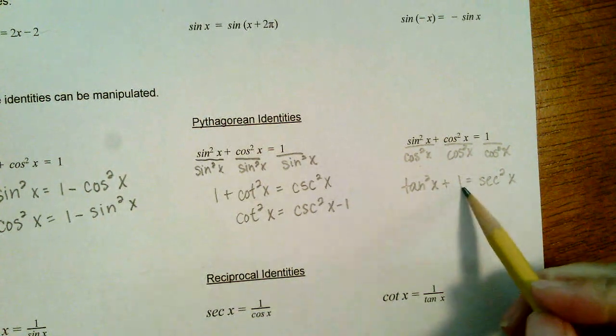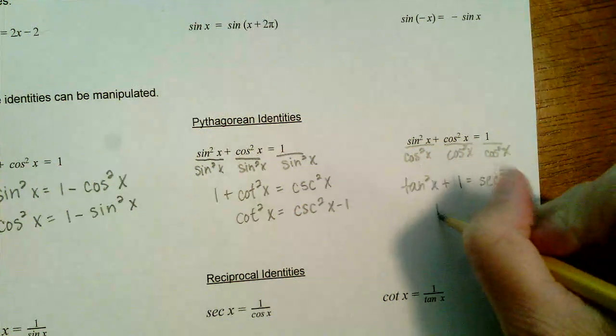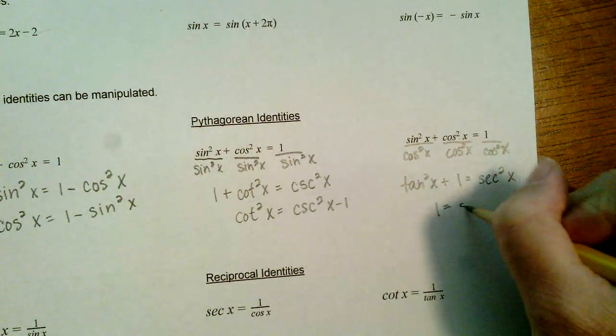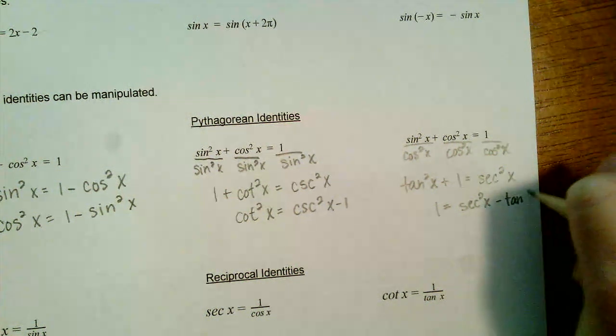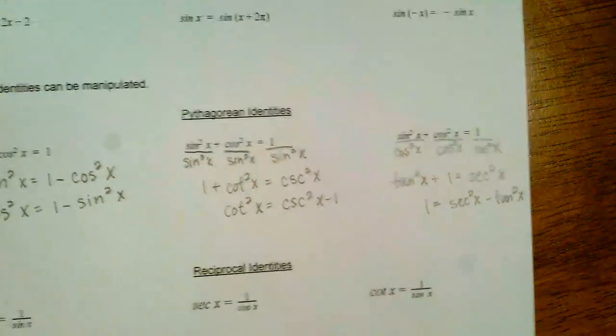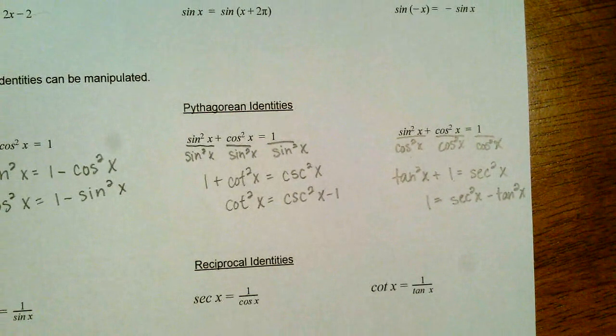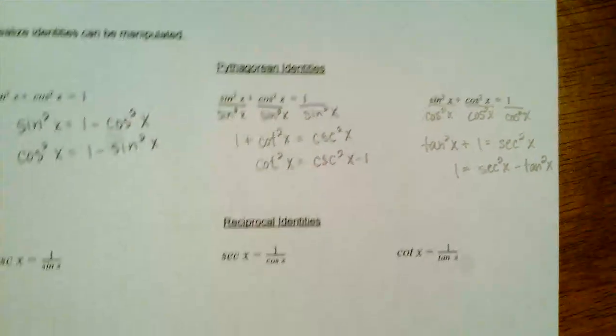Okay, so if I wanted to see what this 1 was equal to, I'm going to subtract tangent squared from both sides. Okay, so that's a way to manipulate my identity, but still have something that's always equal to each other.